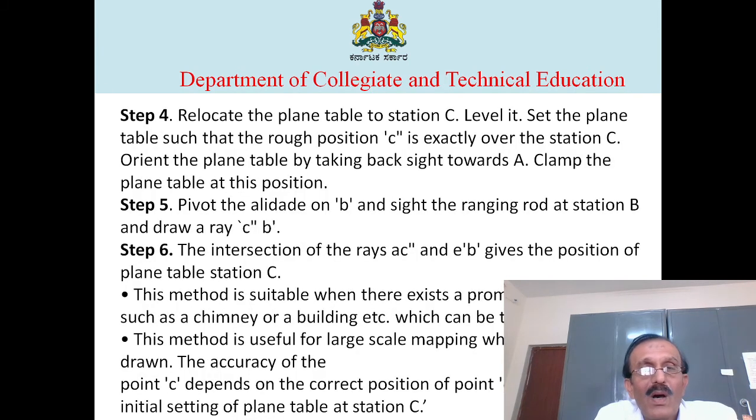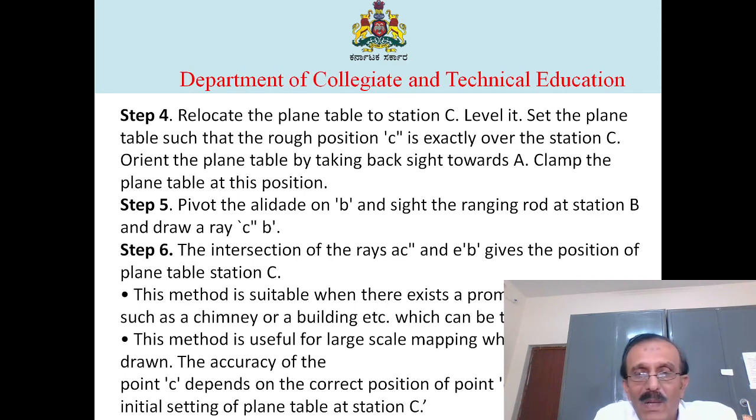Step 4, relocate the plane table to station C, level it, and set the plane table such that the rough station c is exactly over the station C. Orient the plane table by taking a backsight towards A. Clamp the plane table at this position. Pivot the alidade on B, sight the ranging rod held at B and draw the ray c b dash. Step number 6, the intersection of rays a c dash and c dash b dash gives the position of the plane table station C on the sheet.